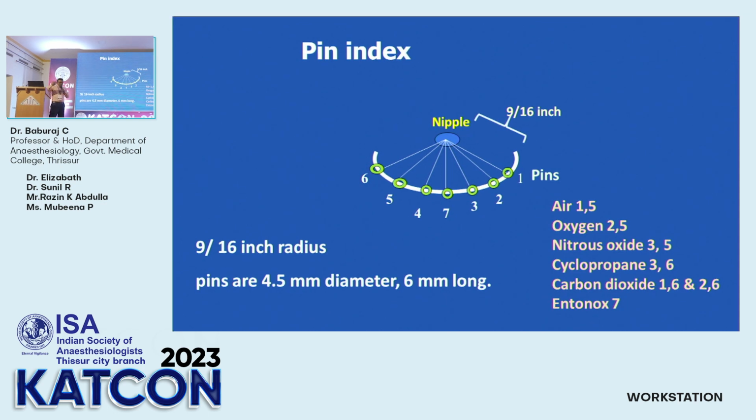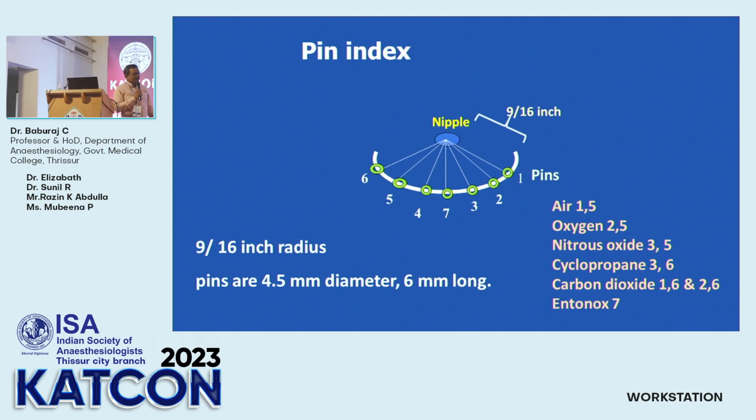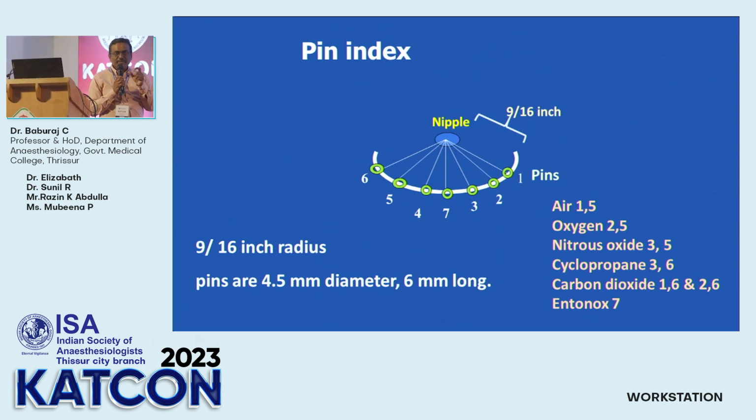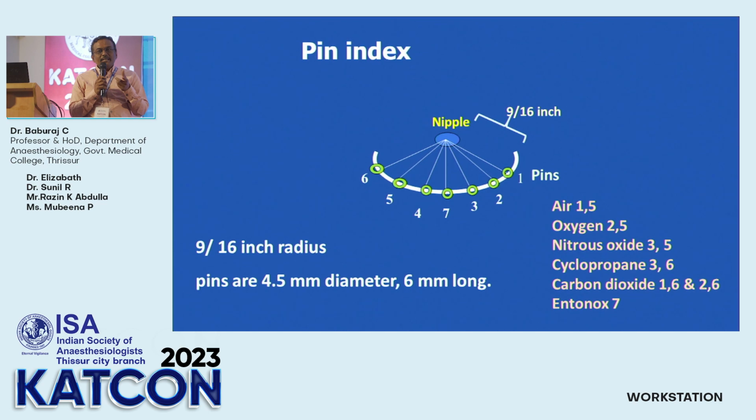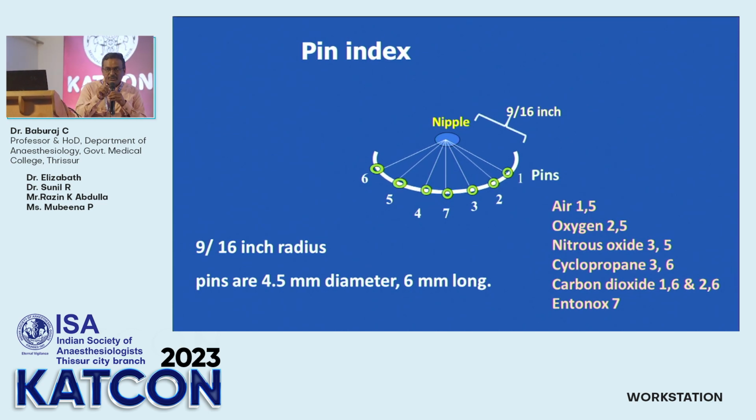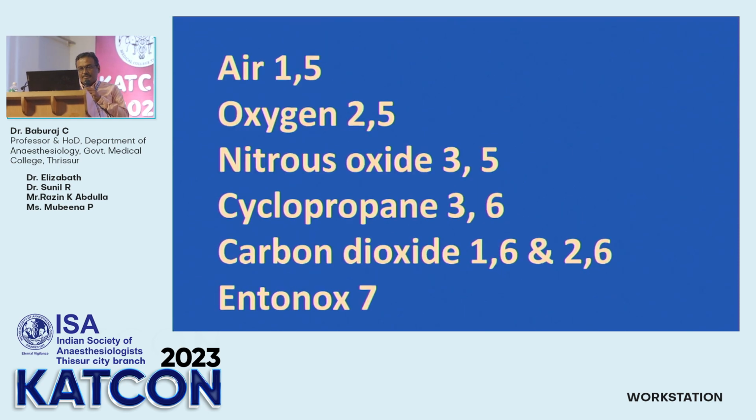Now how to remember the pin index? Easy. Air, smallest word, 1, 5. Oxygen, a little longer, 2, 5. Nitrous oxide, longest, 3, 5. Okay? And carbon dioxide, 1, 6, 2, 6. Cyclopropane, you know the formula is C3H6, so its pin index is 3, 6. Nandanox is having only a single pin index.